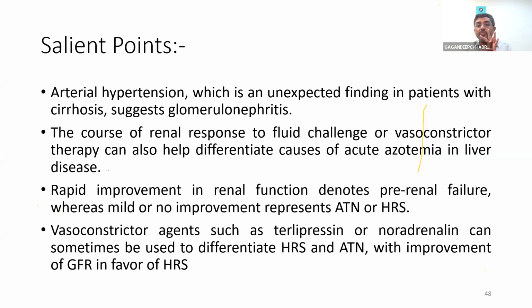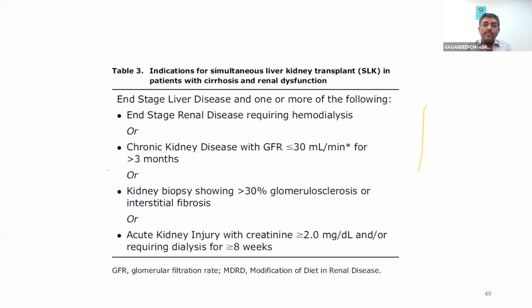The course of renal response to fluid challenge and vasoconstrictor therapy can also help differentiate the cause of acute azotemia in liver disease. Renal improvement denotes pre-renal failure. So if the improvement is rapid, it is more likely a pre-renal cause. If the improvement is slow, delayed, or absent, then it is more likely to be ATN or HRS. If the improvement occurs with vasoconstrictors, it is more likely to be HRS rather than ATN.